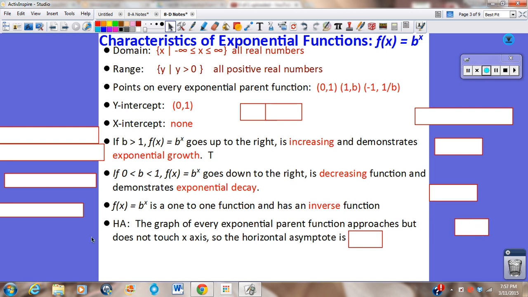HA, horizontal asymptote. The graph of every exponential parent function approaches but does not touch the x-axis, so the horizontal asymptote is y equals 0, because that's the x-axis. If you say x-axis, I'm going to be okay with that too, because I know what you mean. So either the equation y equals 0 or the x-axis.